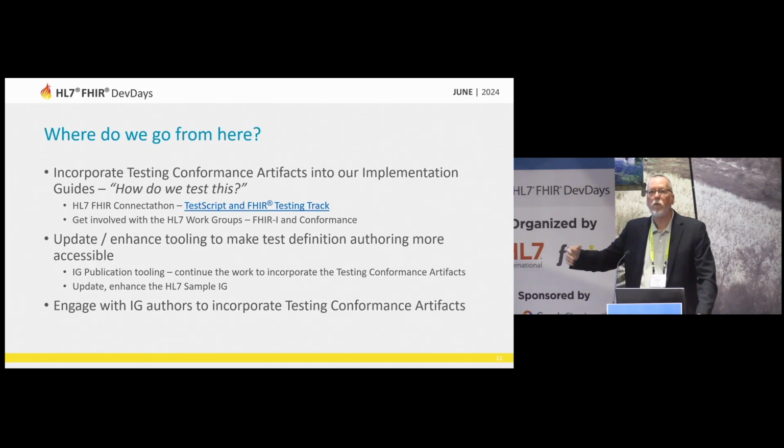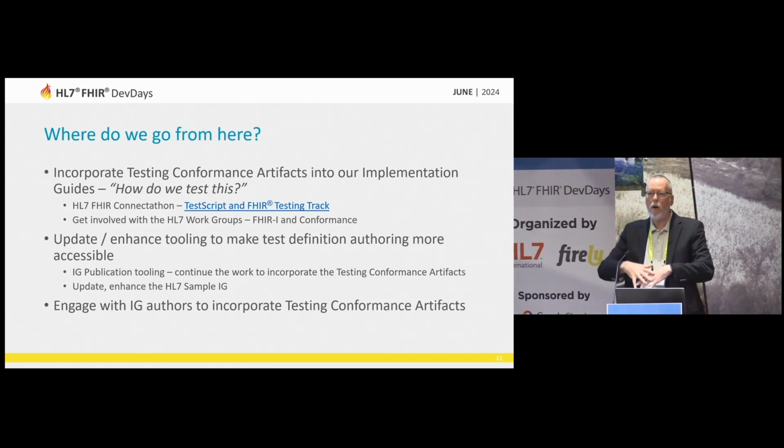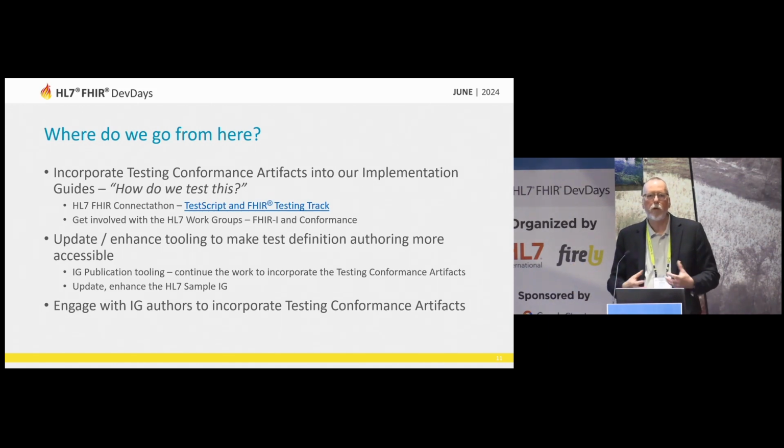So the whole idea is, where do we go from here? Well, we want to start incorporating these conformance resources in our IGs, because we want to start codifying and building out requirements in a very discrete way, and taking advantage of these things. As I mentioned, update and enhance the tooling so that we can leverage these things in more meaningful ways. Start building those RTMs, start building those coverage matrices, if you will. And of course, we want to engage with IG authors going forward to help them understand how to do this.